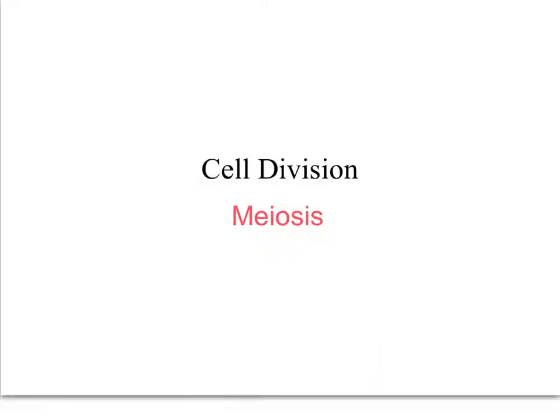Here we go with the third and final set of notes in our cell division series. This one is on meiosis and how we produce our sex cells, our sperm, our eggs, or better known as our gametes.